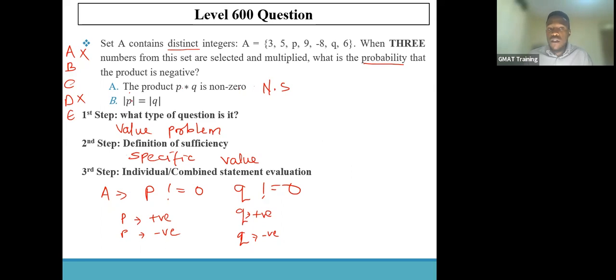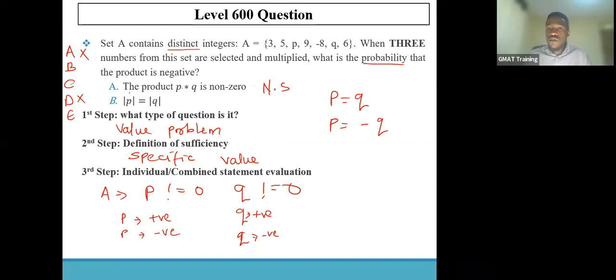The second statement states that the absolute value of P is equal to the absolute value of Q. From this, we can deduce that the only situations where the absolute value of P is equal to the absolute value of Q are when P is equal to Q, or when P is equal to the negative of Q. These are the two situations where the absolute value of P equals the absolute value of Q.